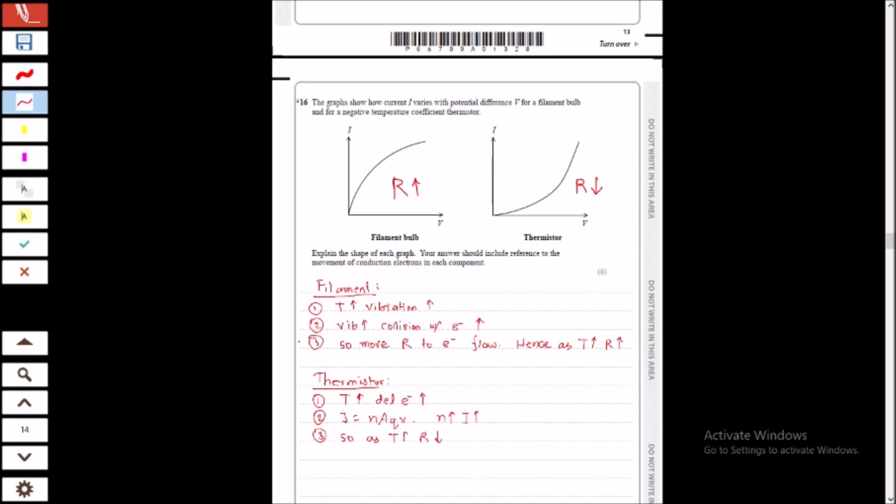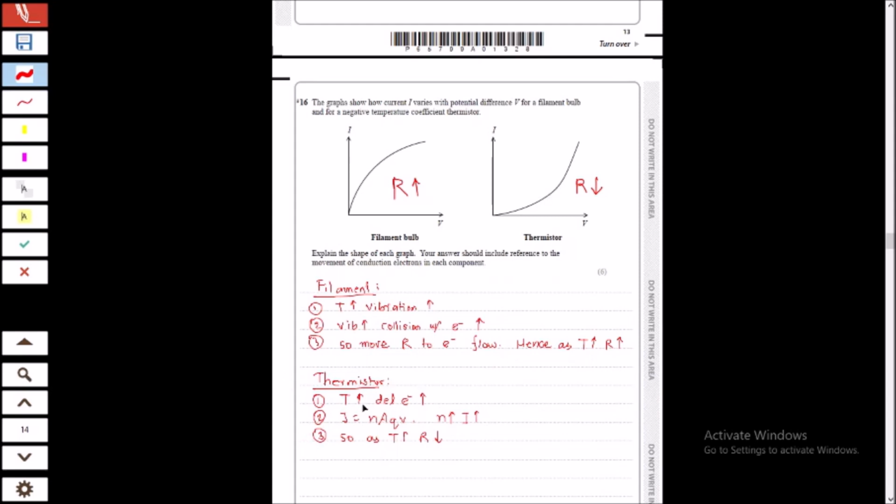For the filament, let us discuss. As the temperature increases, the vibration of the lattice atoms increases. As the vibration increases, the collisions of the lattice atoms with the electron flow increase. Therefore, the electrons face more resistance to flow, and as a result, the total resistance of the conductor increases.